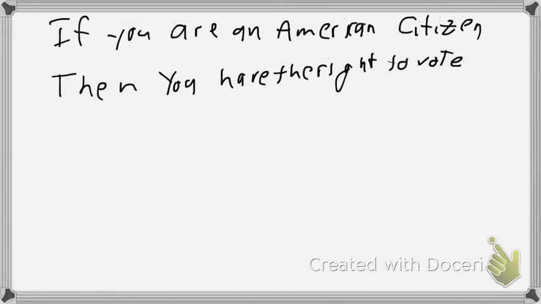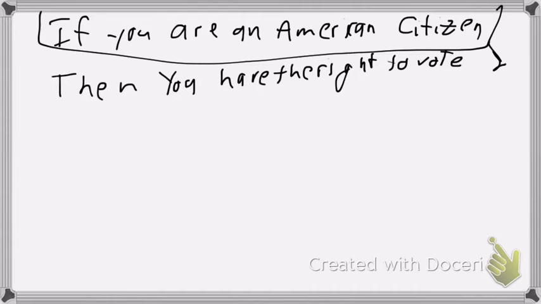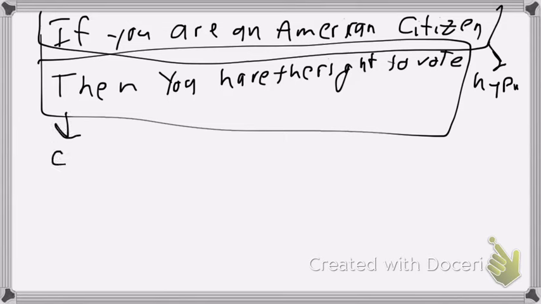As someone accurately pointed out in class, this is actually a false statement. The counter example being, if you've been convicted of a felony, you do not lose your citizenship. However, you do lose the right to vote. That's not the issue here. We are being asked to identify the hypothesis and conclusion of each conditional. Pretty straightforward. This right here, the if, that's the hypothesis. The then part, that's the conclusion.